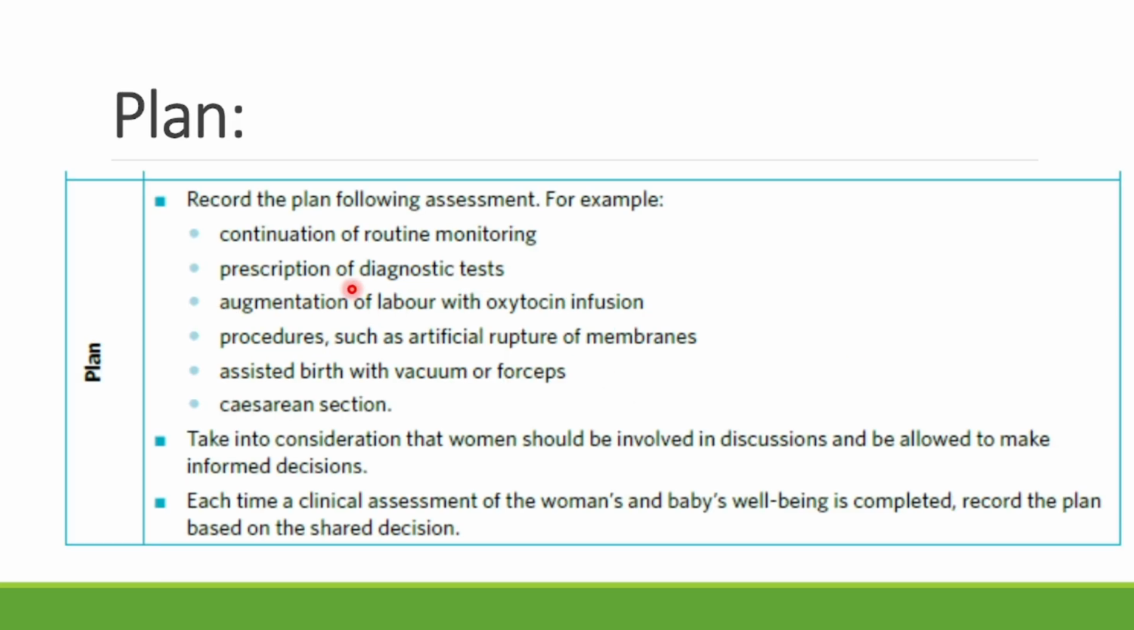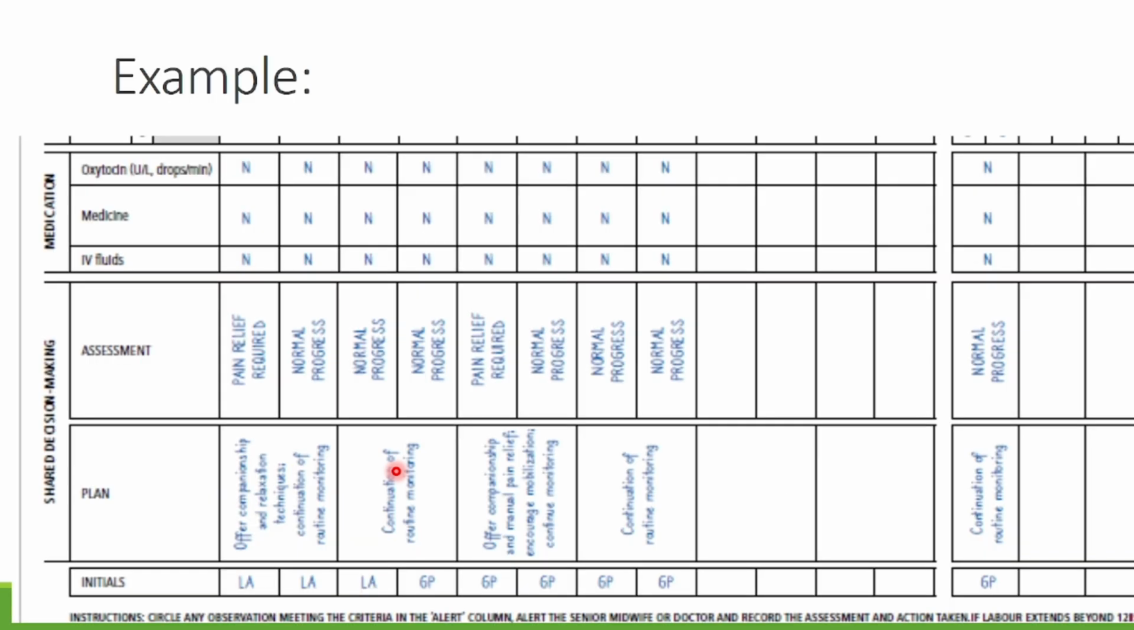For example, the plan: we can say continue routine monitoring, prescribe diagnostic tests. For example, if the patient has late deceleration, you should do fetal blood sampling according to the clinical situation. If the patient has infrequent contractions, give oxytocin. Artificial rupture of membranes if the patient has a prolonged labor with intact membranes. Assisted birth with vacuum or forceps if the woman has a fully dilated cervix and is not delivering after 2 or 3 hours. Cesarean section, for example. And a senior should be informed of the decision to ensure the well-being of the mother and the baby.